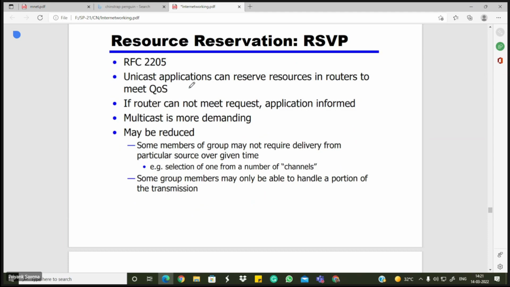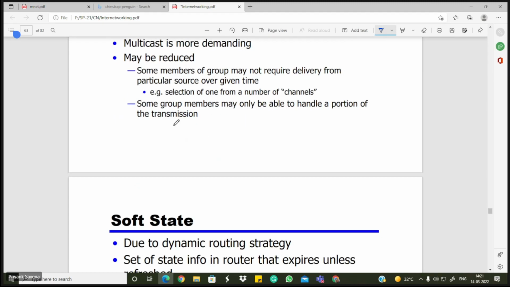So, resource reservation protocol. Resource reservation protocol is named RSVP. It is a unicast application. It can reserve resources in routers to meet quality of service. If your router cannot meet the request, the application is informed. Like I said, it is like a train reservation: if the train berth is not available, you will get the information that there is no availability, or a waiting list or something like that. So if there is no availability, the application will be given the best effort service. Multicasting is more demanding.